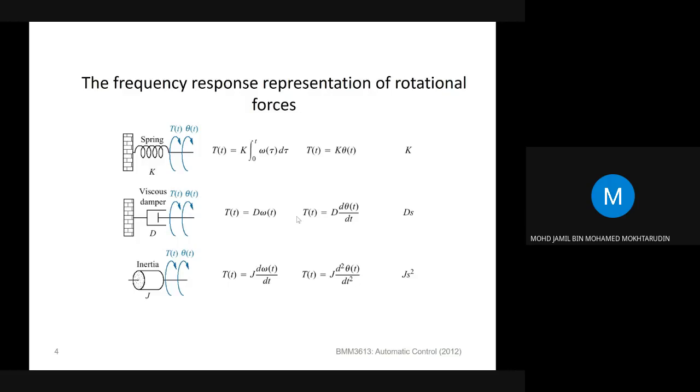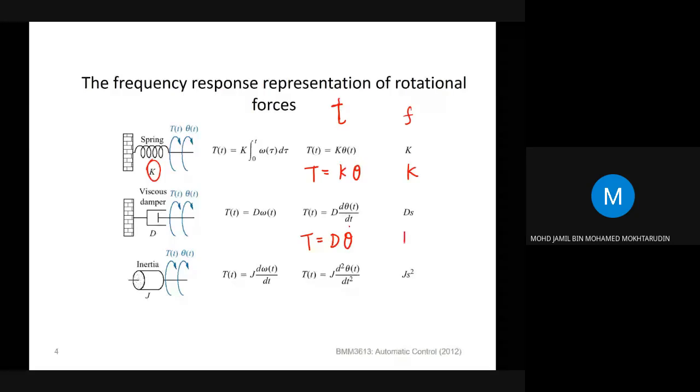Okay, so if you have spring, the torque will be K times angular displacement theta. So in frequency response, so this is frequency and this is time response. So in frequency response, it becomes K. Okay, so for damper the torque will be D times theta dot. And in frequency response it becomes DS, and for inertia the torque will be J theta double dot. And in frequency response, it becomes J S square.